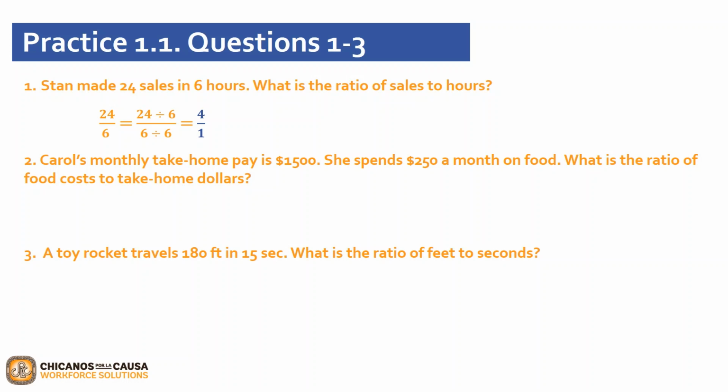For question 2, it says, Carol's monthly take-home pay is $1,500. She spends $250 a month on food. What is the ratio of food costs to take-home dollars?